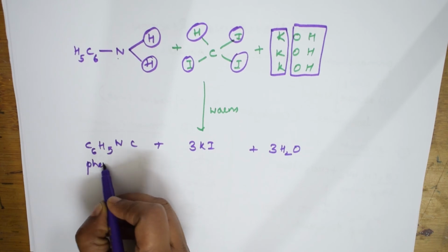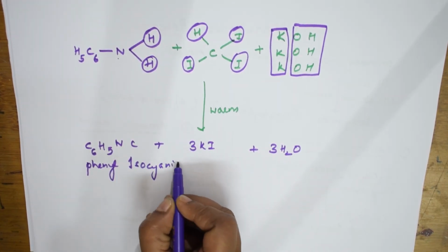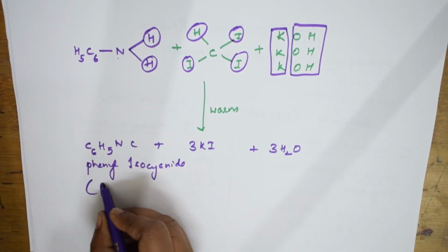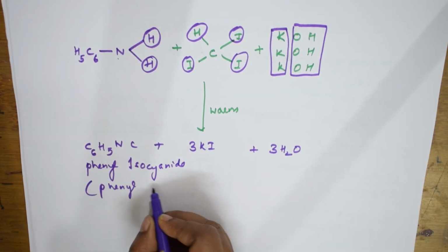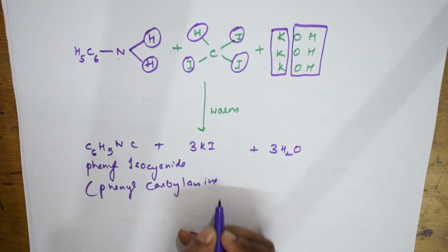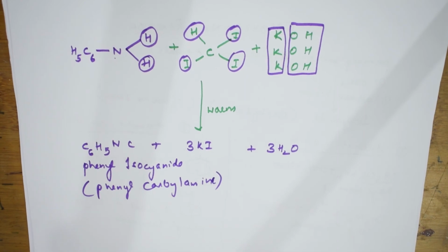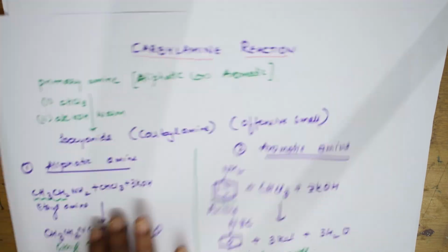This is nothing but phenyl isocyanide. Right? So what is the other name given to this? This is called the carbylamine reaction. So that is the reason this is called carbylamine reaction. Done, students. So very interesting, isn't it? A simple thing you have to remember whenever you're doing the carbylamine reaction.